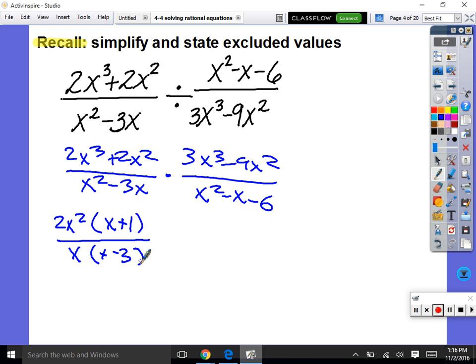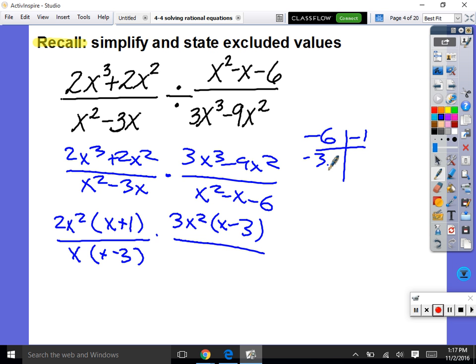How many of you were able to get that far at least? Raise your hand. Okay, awesome. Continue. Okay, and then on here, I factored out 3x squared. Then that will be x minus 3. And then on the bottom, that's a quadratic, so you want to figure out what multiplies to equal negative 6. That is negative 3 and positive 2. That's over x minus 3 and x plus 2.